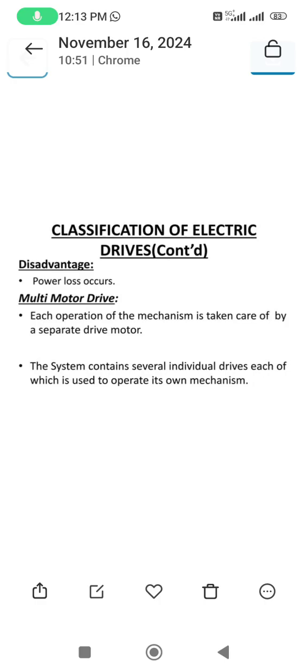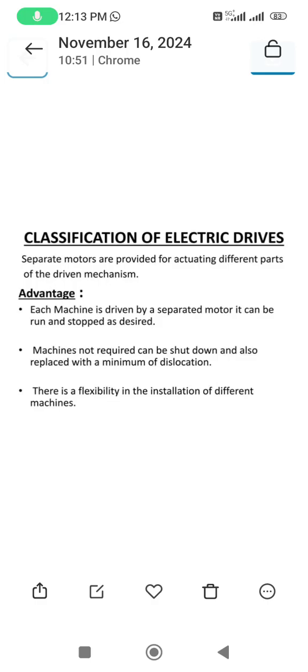What is meant by multi-motor drives? Each operation of the mechanism is taken care of by a separate drive motor. The system contains several individual drives, each of which operates its own mechanism. Its advantages: each machine is driven by a separate motor. Machines not required can be shut down and also replaced with a minimum of dislocation. There is flexibility in the installation of different machines.